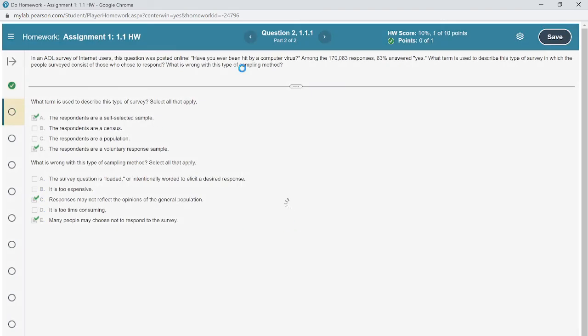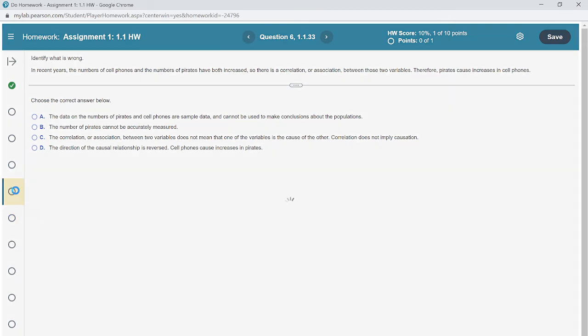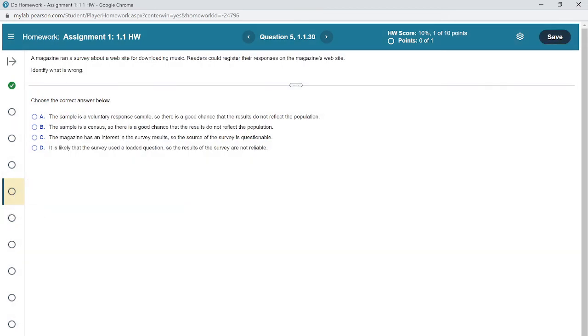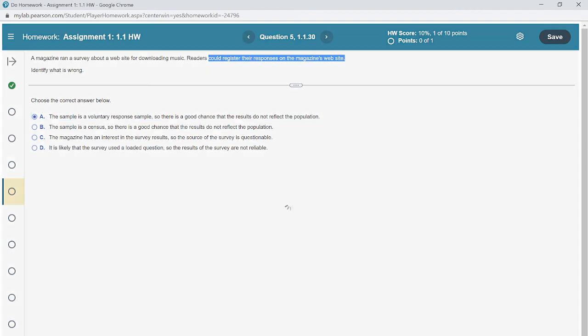Okay, so that was the first one. Let's choose the next question. A magazine ran a survey about a website for downloading music. A reader could register their response on the magazine website. One more time, this is a voluntary response sampling process. Choose the correct answer below. The sample is a voluntary response sample, so there is a good chance that the results do not reflect the population. That's right. I don't have to go through all the responses after that.